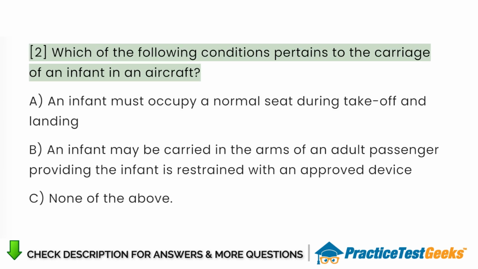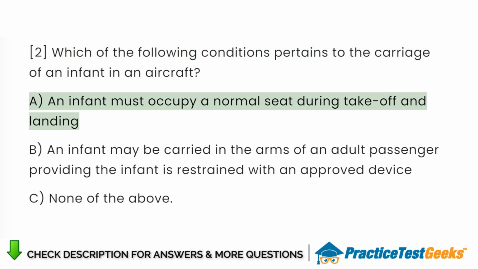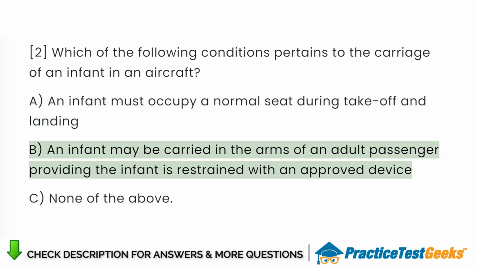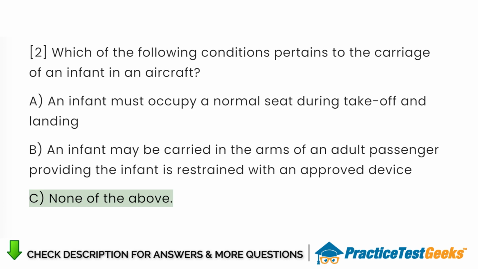Which of the following conditions pertains to the carriage of an infant in an aircraft? A. An infant must occupy a normal seat during takeoff and landing. B. An infant may be carried in the arms of an adult passenger providing the infant is restrained with an approved device. C. None of the above.